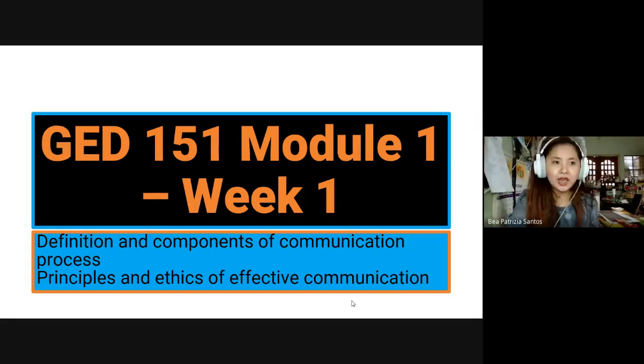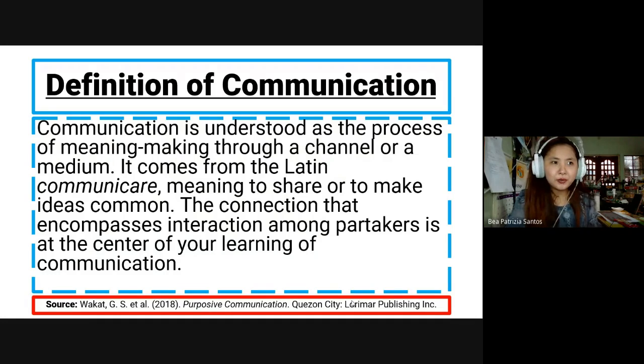Okay, so we have our first module in purposive communication. First, we have the definition of communication. So that is one of the many definitions of communication. And I want you to remember the etymology of the word communication, which is from Latin communicare, meaning to share or to make ideas common.